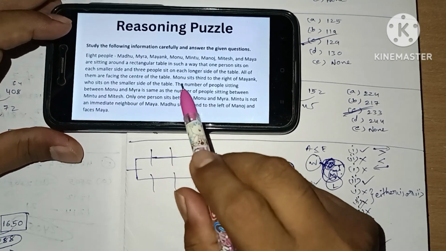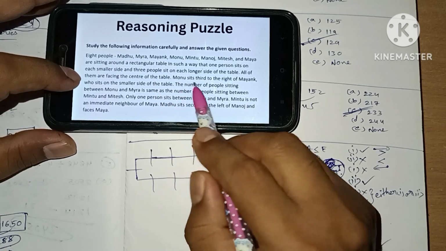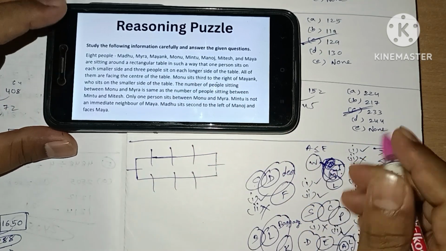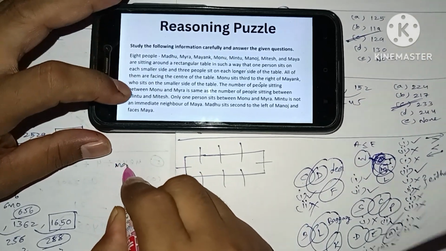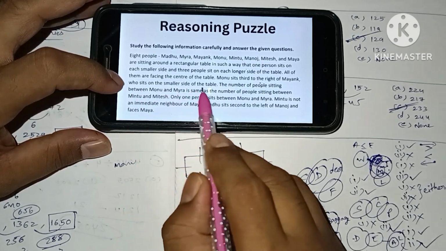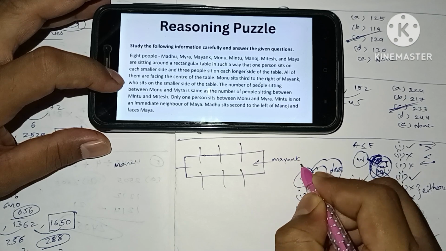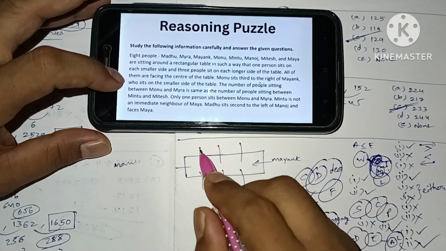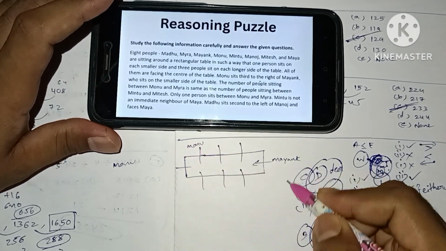Next, all of them are facing towards the center. Monu sits third to the right of Mayank. So we write the statement here. Mayank sits on a smaller side of the table. Let's take Mayank here. Then Mayank's third to the right: 1, 2, third. This one is Monu. So this is the place for Monu.